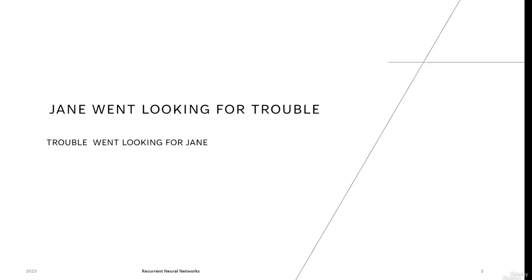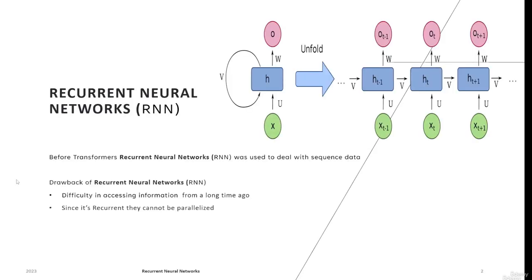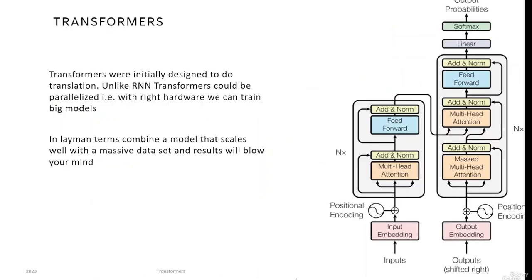When you have very large sequences of text, paragraphs or essays, by the time the end of the paragraph is processed, it actually forgets what the beginning meant. So the context of the sequence is lost. Also, since RNN is processed sequentially, it cannot parallelize well. So these are the two limitations. And now let's come back to transformers.